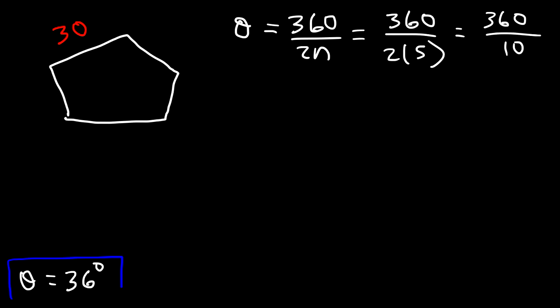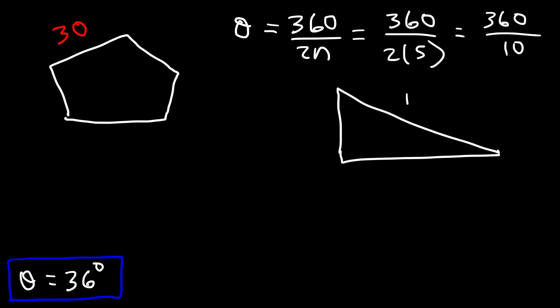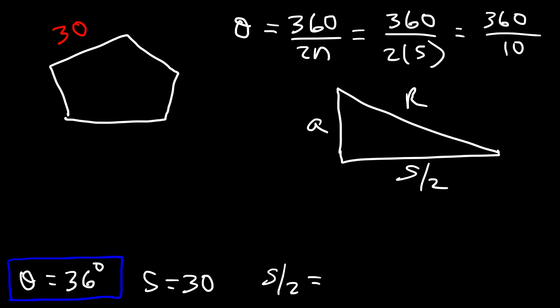So that's the first thing I'm going to do. Now let's draw the triangle. So this is r, the radius, this is the apothem, and this is s divided by 2. So we know that s is 30, because that was given to us. So s divided by 2 is 30 divided by 2, so that's 15. So I'm going to erase this, and let's replace that with 15.